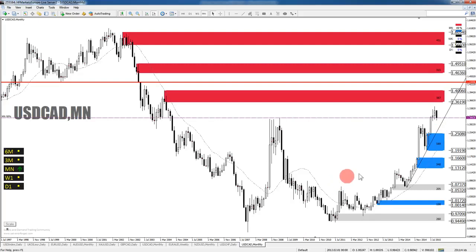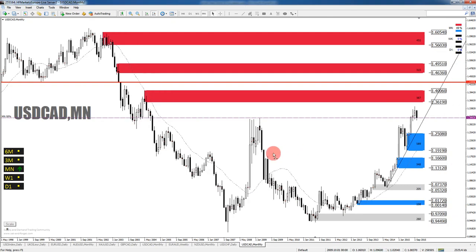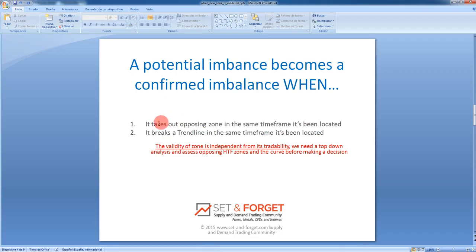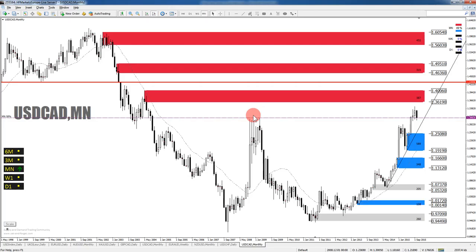That's how it works. You don't need any indicator, you don't need anything else but reading price action and the levels and the imbalances, what causes the break of an imbalance, okay, and all that. It has to take out an opposing area or break a trend line. Those are the 2 rules. But you then need to analyze the bigger picture and all that. We're just taking a look at the monthly. Okay, so it's more difficult.